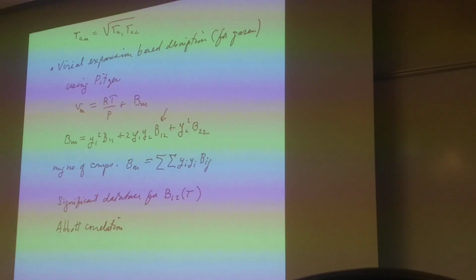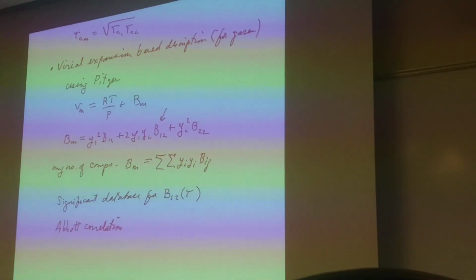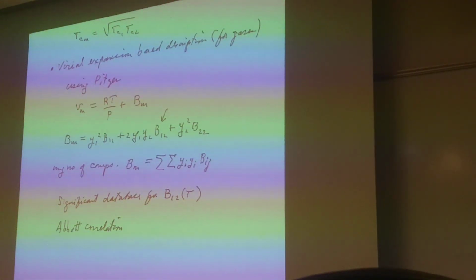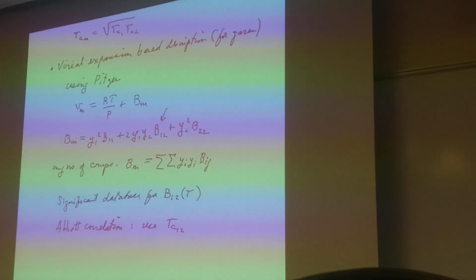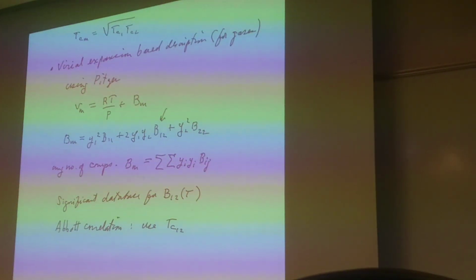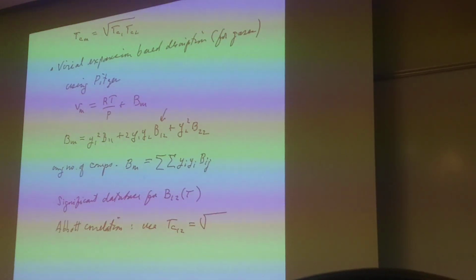The Abbott correlations give us the second virial coefficient for a pure gas, that's what we've seen so far, as a function of the reduced temperature. But now, if we're going to do that, we again use an effective critical temperature for the pair, say, consisting of molecules 1 and 2, as the geometric mean.